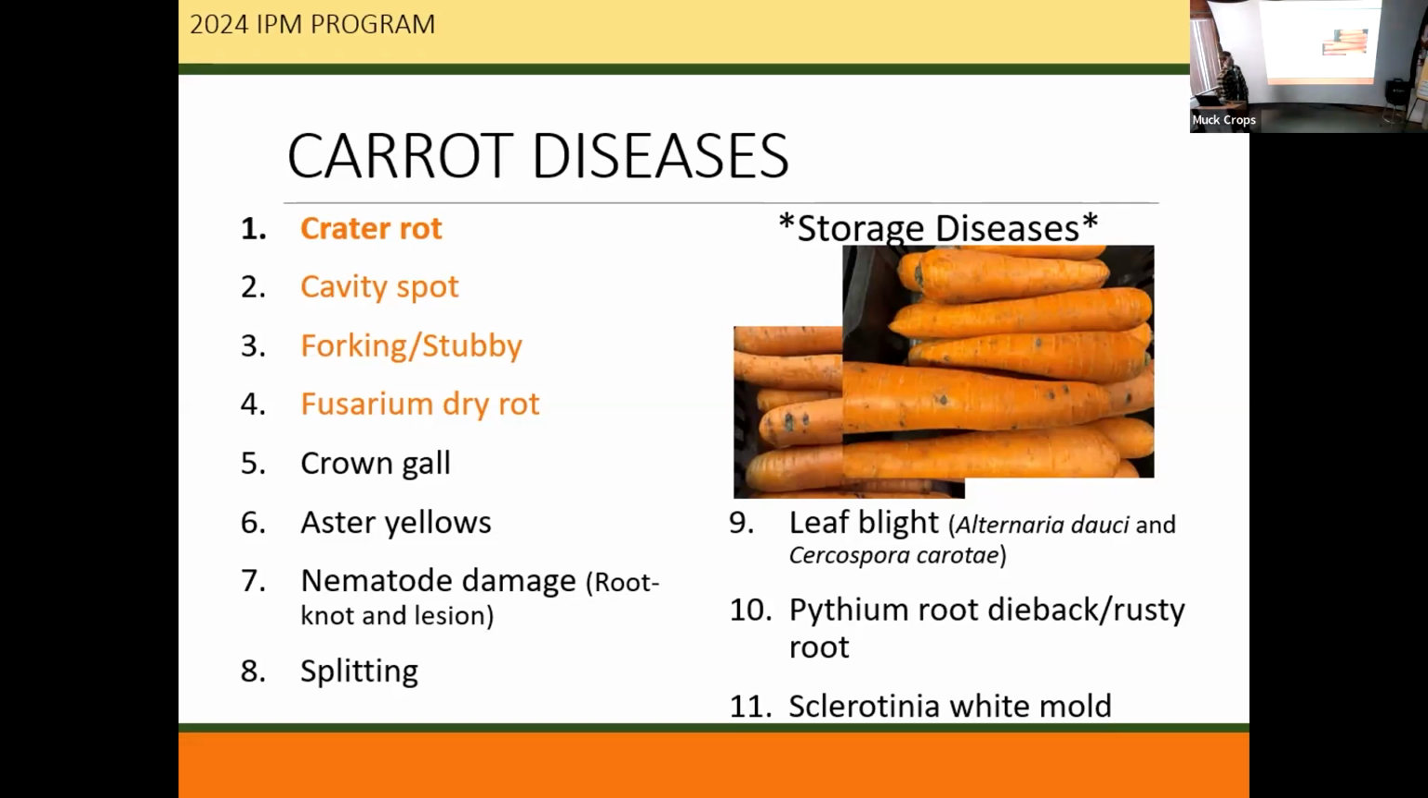Also, Sclerotinia white mold, that's often something that we deal with in the fall, leading up to harvest, something that we don't want being tracked into storage. And again, because it was such a dry fall, conditions were not super conducive for Sclerotinia to develop.